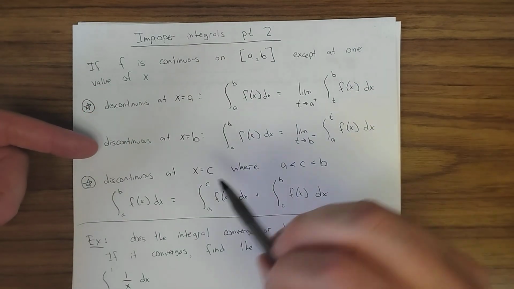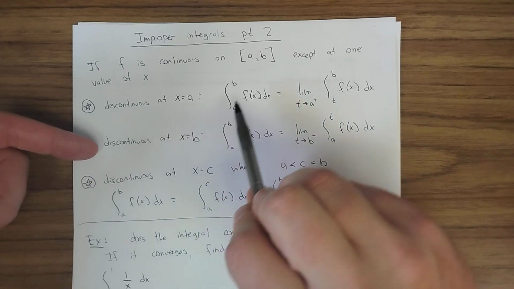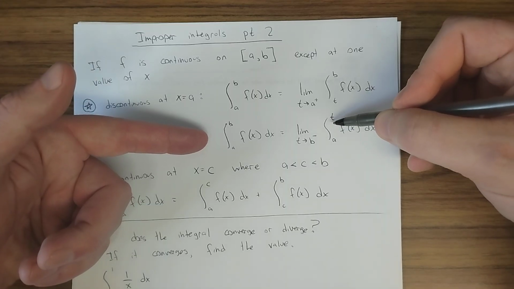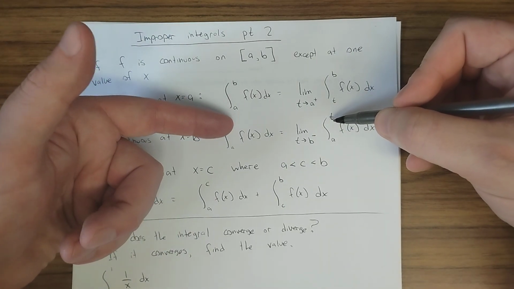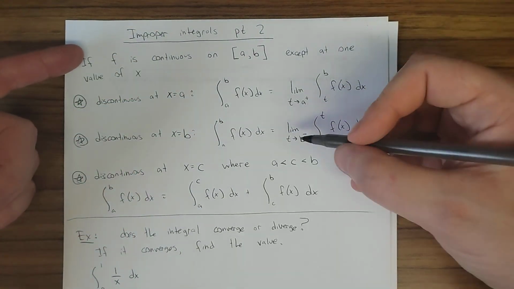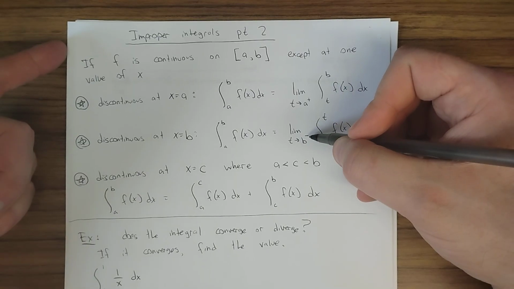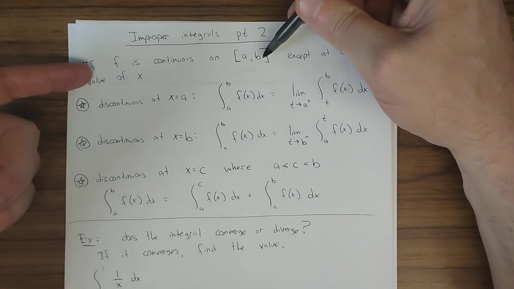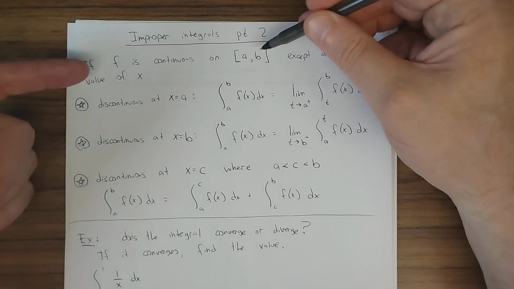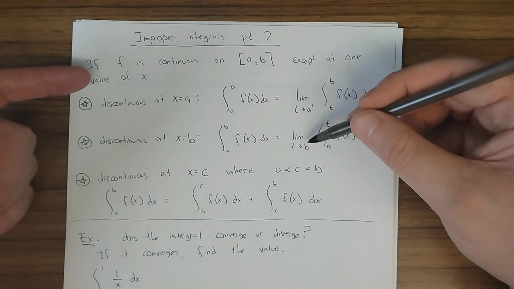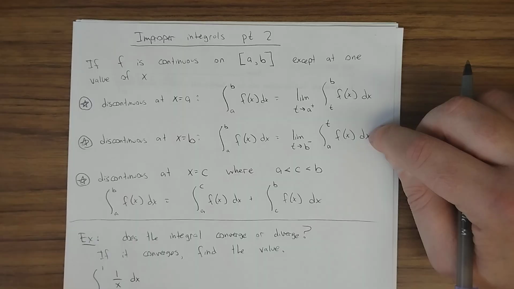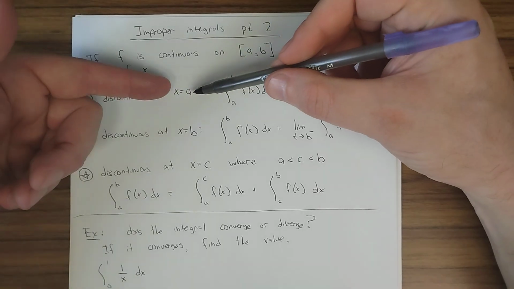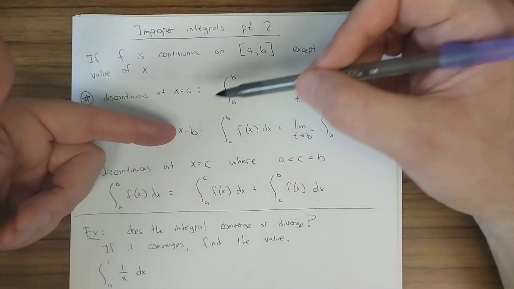The next one is similar. If the discontinuity is at your right endpoint, b, then I do the integral from a to t, because I'm replacing the issue, which is b, with t. And I do the limit as t goes to b from the left, and that's for the same reason. I want to consider values of t that are inside this interval, and so I consider values that are a little bit smaller than b. So t goes to b from the left. And so that's what I do. So we covered the case where the discontinuity is at the left endpoint a. We covered the case where it's at the right endpoint b.